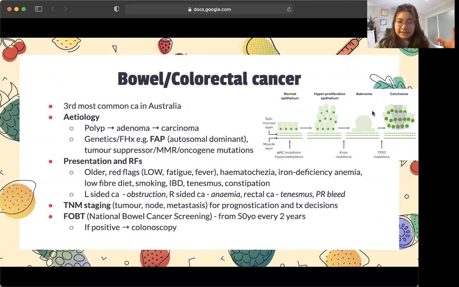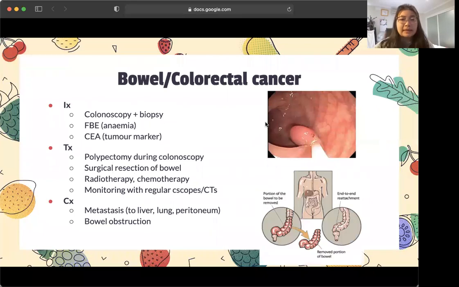Fecal blood test is part of the national bowel screening that we have in Australia. The main way that it's diagnosed is through a colonoscopy and a biopsy. So this is what that looks like.